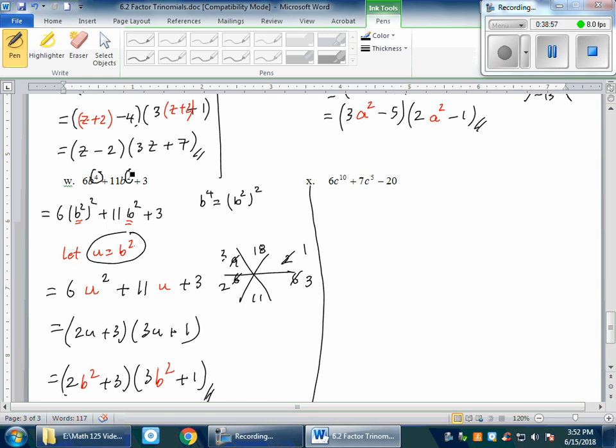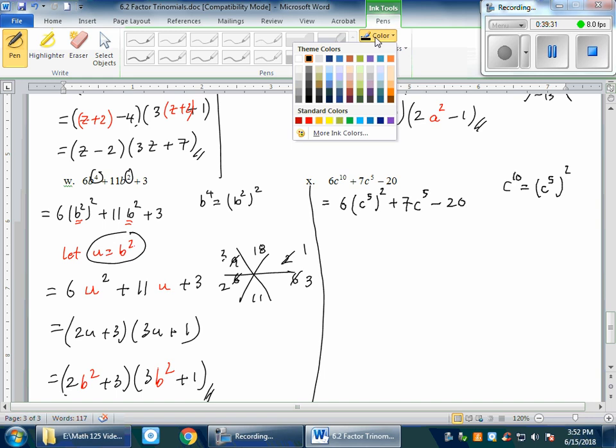And that's how I can figure out the example X using the same technique. 10 and 5. See, 10 is double of what? Twice of the 5. So using the same technique, now I'm going to consider c to the 10th power. That is basically c to the 5th power to the second. So this will help us to write it down: 6 times c to the 5th power to the second power plus 7c to the 5th power minus 20. And now we can do the substitution.